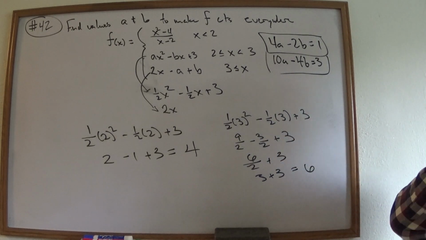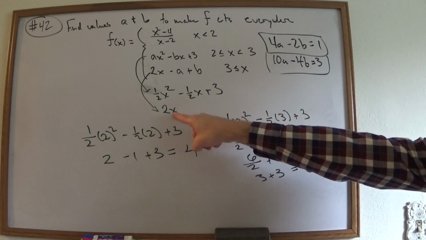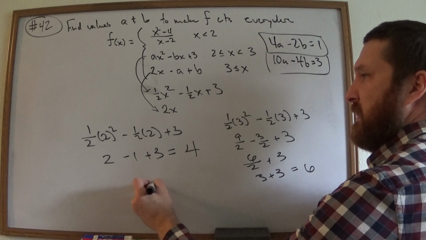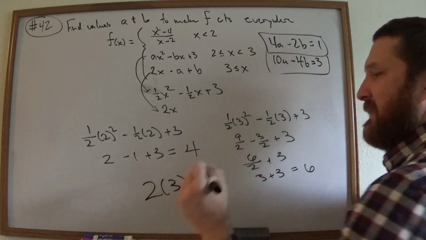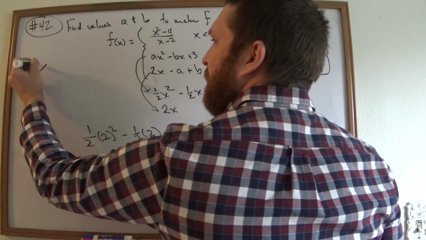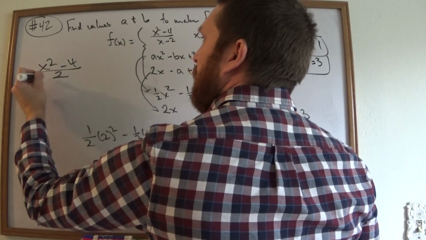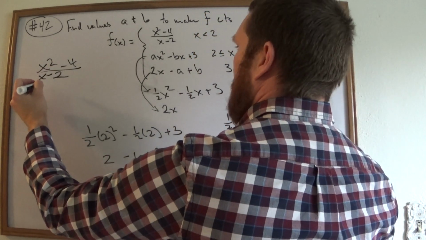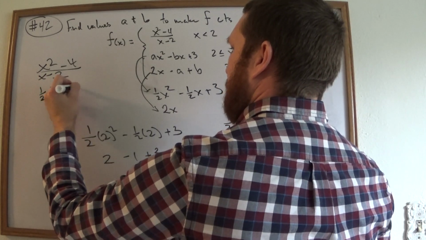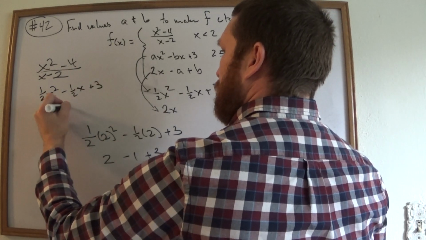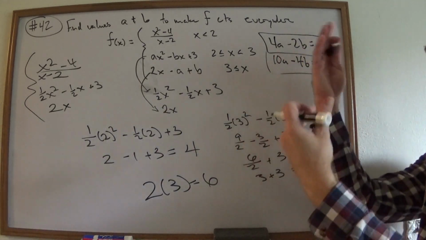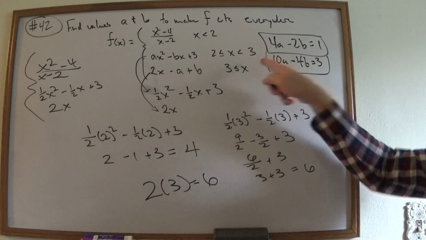Did I do that right? Yes. Then that guy, when I plug in a 3, needs to give me a 6. And when I plug in a 3, it does give me a 6. And you could, if you wanted to, take this final function that we have, x squared minus 4 over x minus 2, this one, 1/2 x squared minus 1/2 x plus 3, and then finally 2x. And you could graph each one of those functions, like on Desmos, and you'll see that they do link up at 2 and at 3.